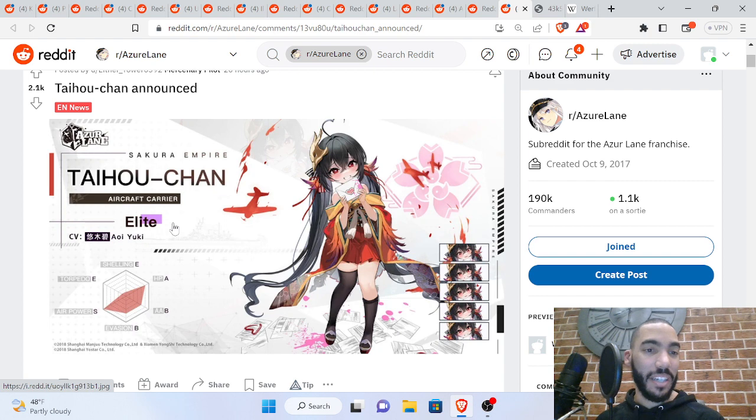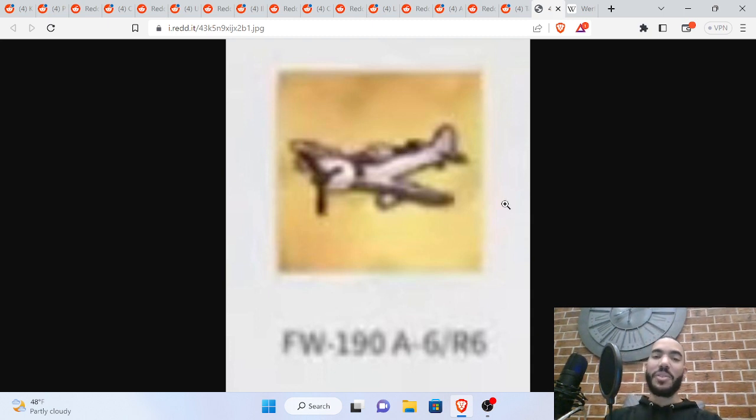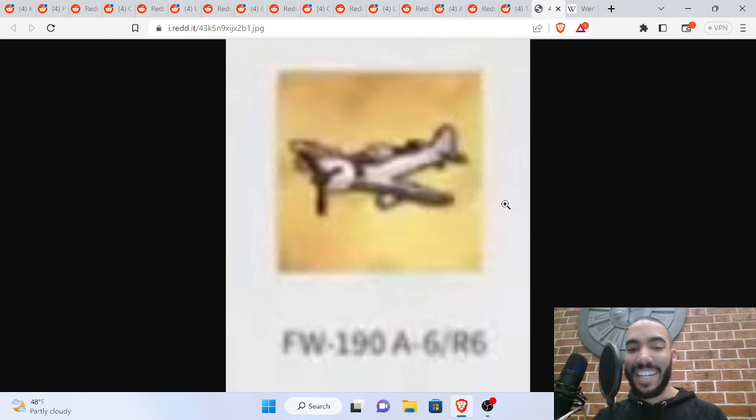And then we get Taiho-chan. Taiho-chan will be coming down the line. And Taiho-chan, I don't know what her skills are, but it's probably a watered-down version of real Taiho. Anyway, this was announced on the Chinese server, and it's supposed to be introduced into the Gear Lab, and I'm guessing it will be a follow-up that will be upgraded via parts from the current Focke-Wulf 190 variant we have in there. But this is the Focke-Wulf 190 A6 R6.